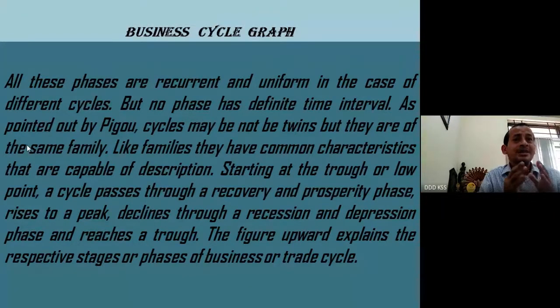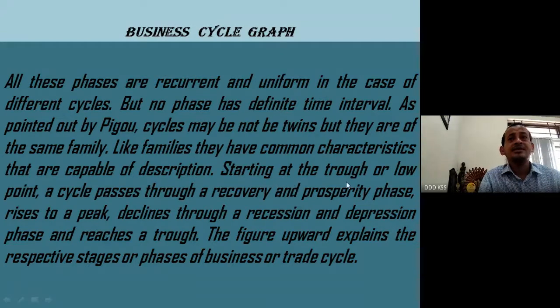In the same way, a person has characteristics like introvert, extrovert, passive, dynamic, intelligent, hard worker, honest, gentle, polite, aggressive, arrogant. These are individual characteristics. So a family has common characteristics that are capable of description. I have mentioned some characteristics of an individual; in a family member's characteristics, you can see these things.